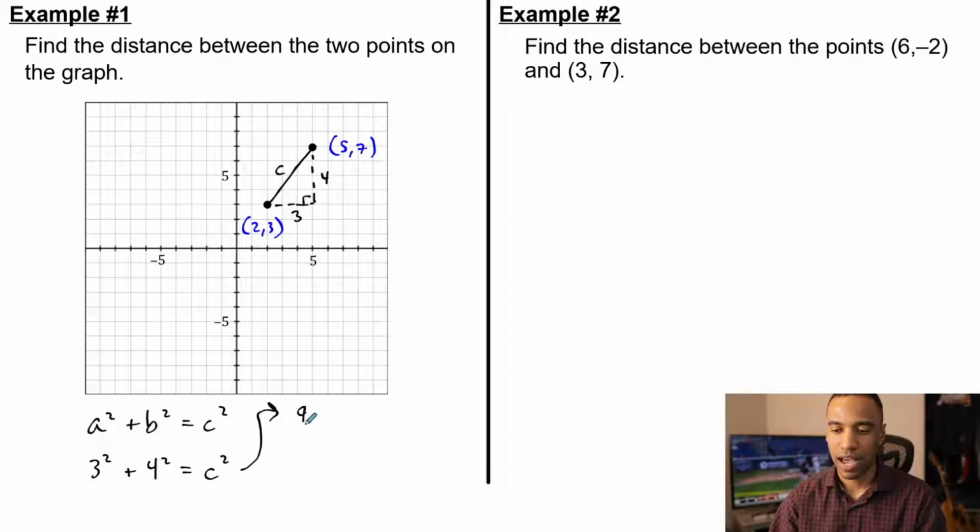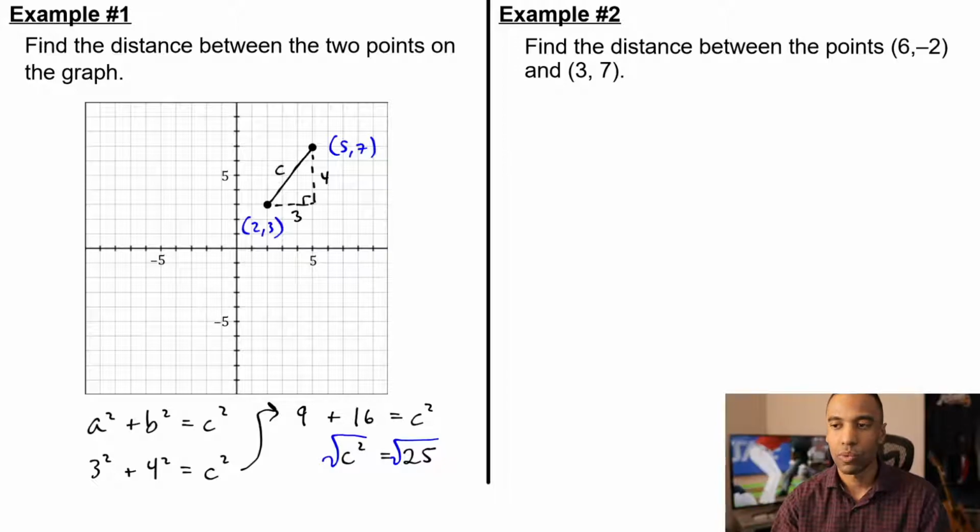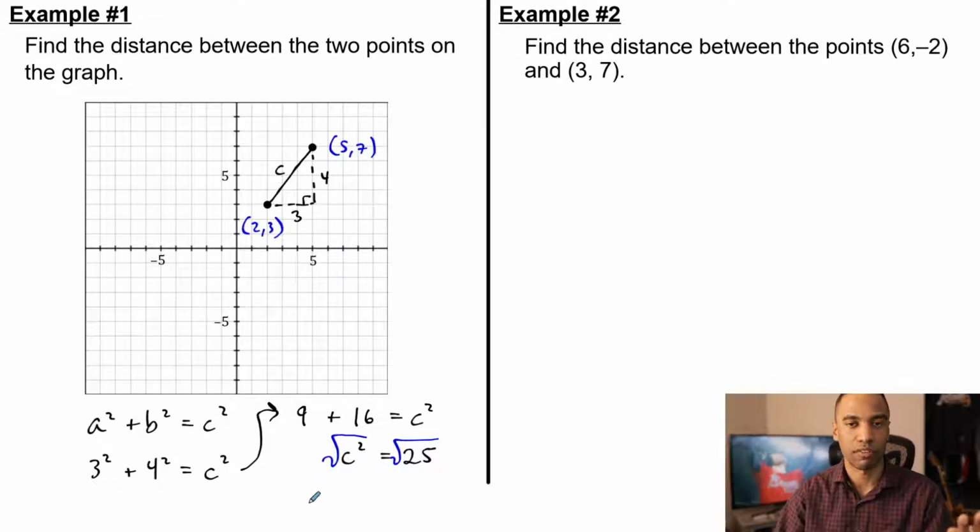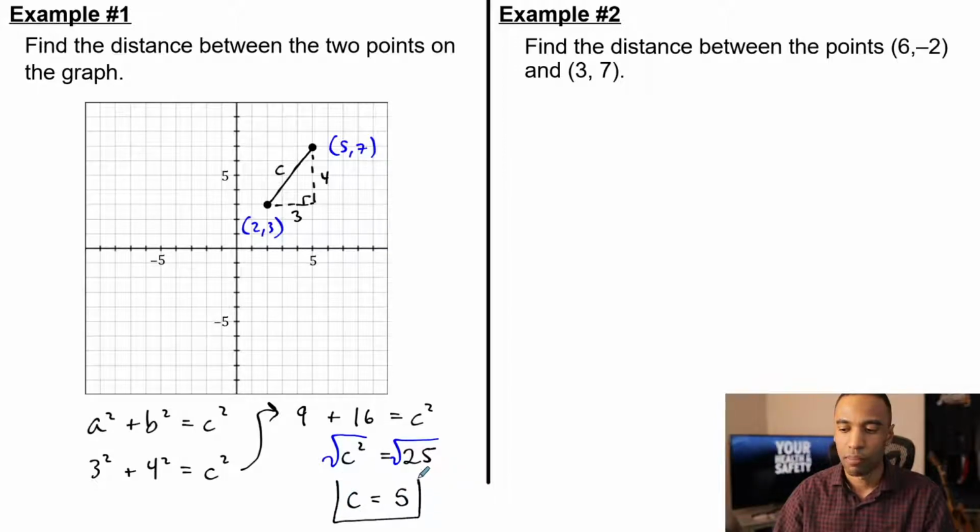3 squared is 9, that's 3 times 3. 4 squared is 16, and then 9 plus 16 is 25. So c squared equals 25, but I have to solve for c, so I'm going to go ahead and take the square root of both sides. And the square root asks what number times itself gives you 25. That answer is going to be 5. So my distance between these two lengths here is 5.